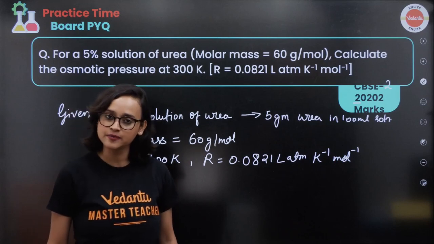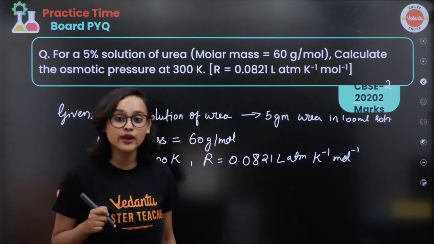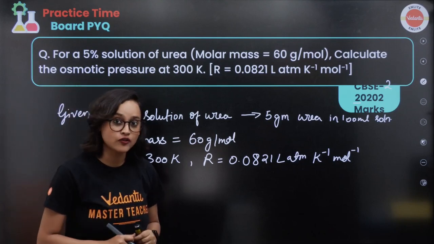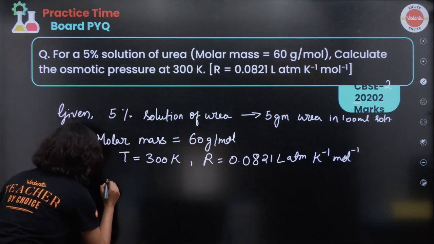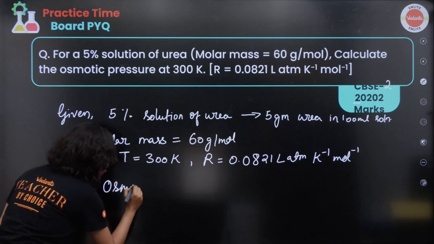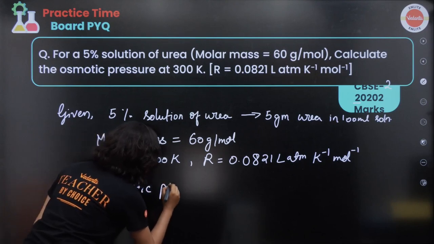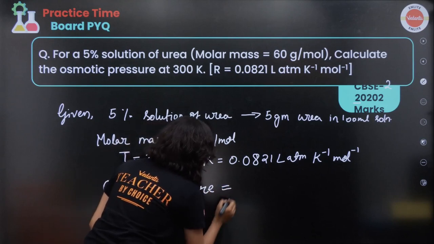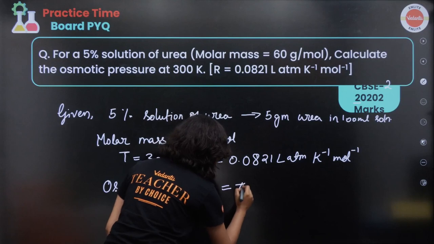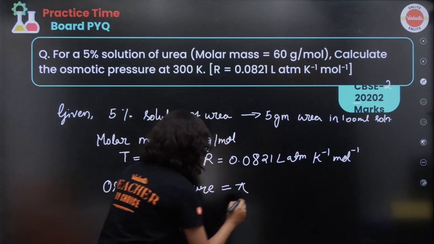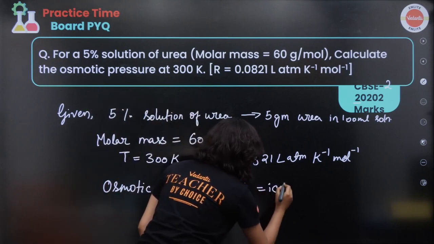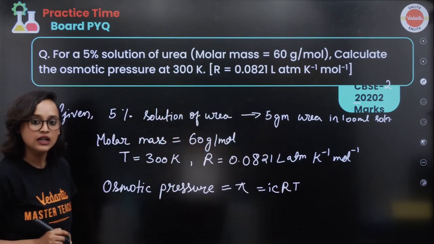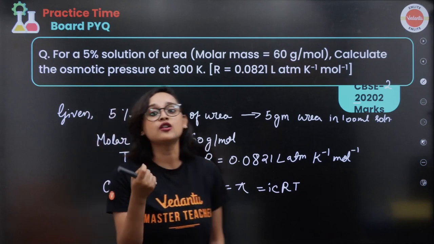Correct, everybody? Now, what do we have to calculate? We have to calculate the osmotic pressure. And we know the formula of osmotic pressure, right? Osmotic pressure, pi, is equal to iCRT. That's the formula.